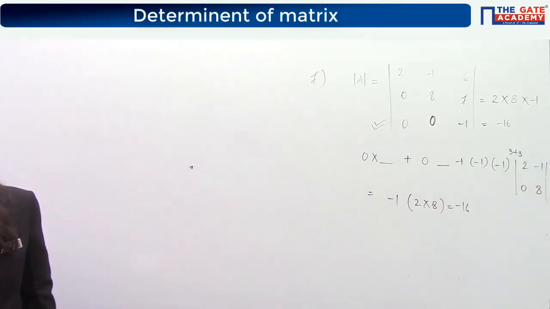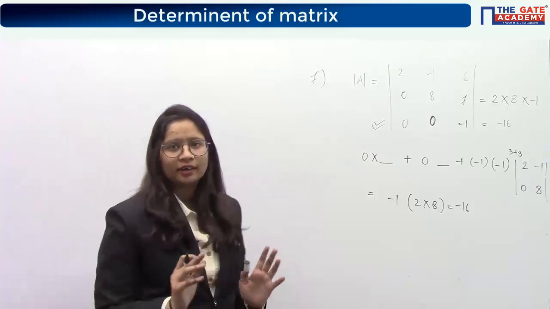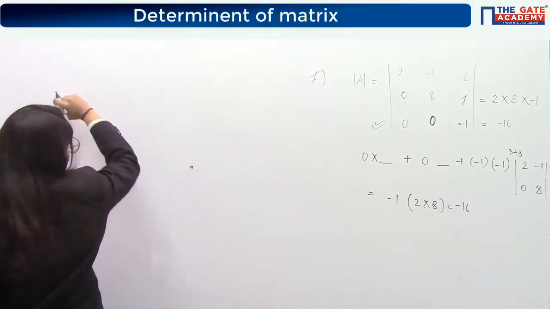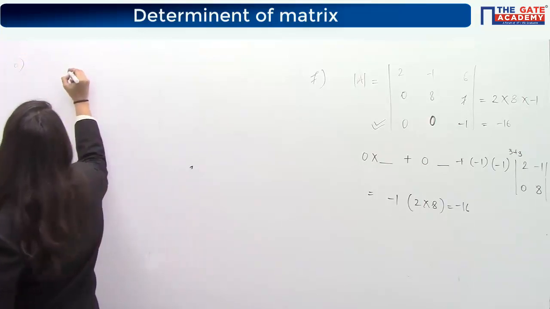Next property, if each element of a column consists of the sum or difference of m terms, okay, please write down the statement, and I know it's a bit difficult to understand. So let me take an example. Just first write it down, then I'll explain it to you.